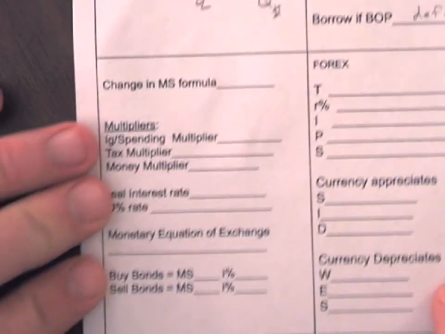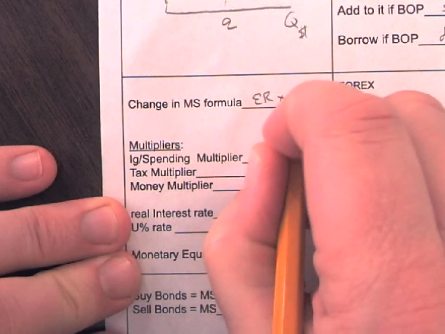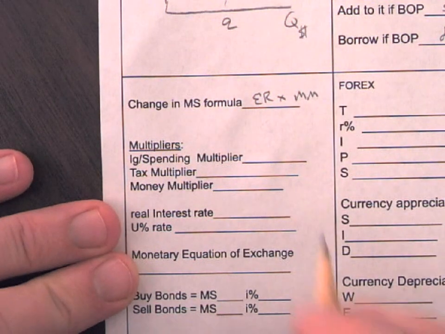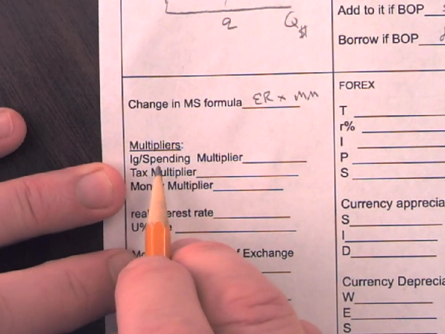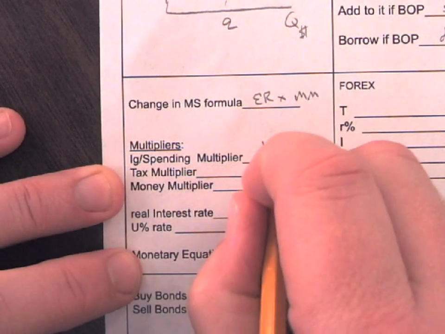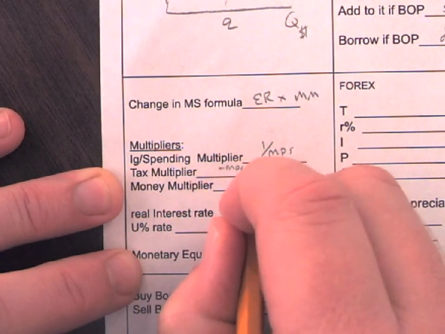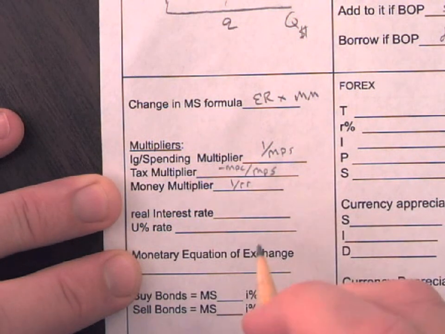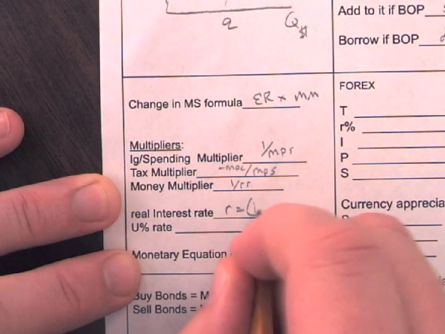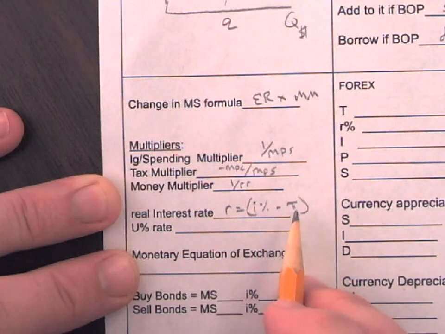Alright. So now we have our formula pages. Anytime we want to see a change in the money supply, take your excess reserves times the money multiplier. And if you needed to find the total, just add back that first deposit. We have our multipliers: investment or spending is 1 over MPS, and the tax multiplier is minus MPC over MPS. The money multiplier is 1 divided by the reserve ratio. The real interest rate formula is r equals nominal interest, that's i%, minus pi, which is inflation.